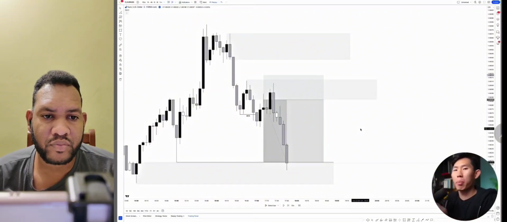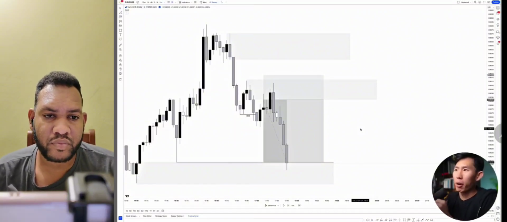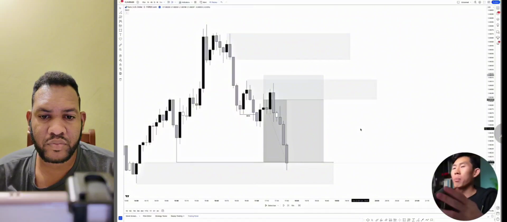Oh, Brad, you could have just cherry picked this. Like this is like a perfect zone. You just used bar replay. Anybody can do it in bar replay.